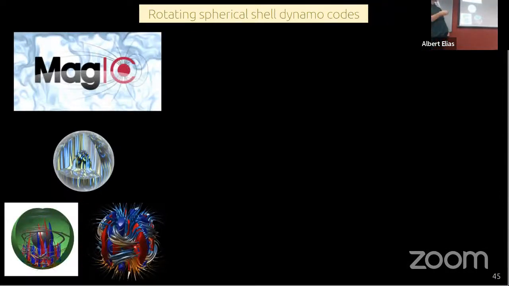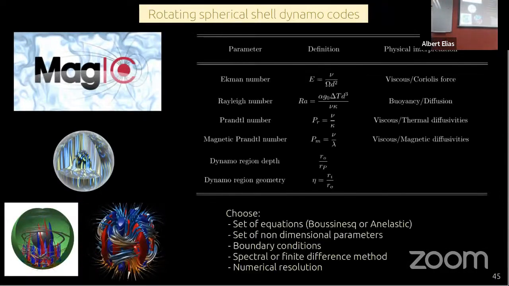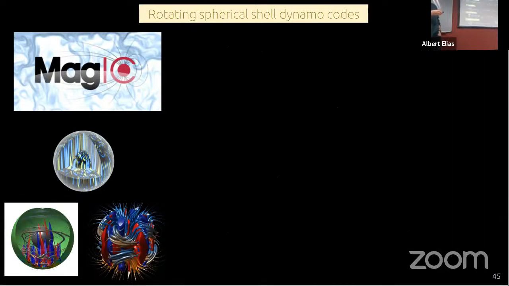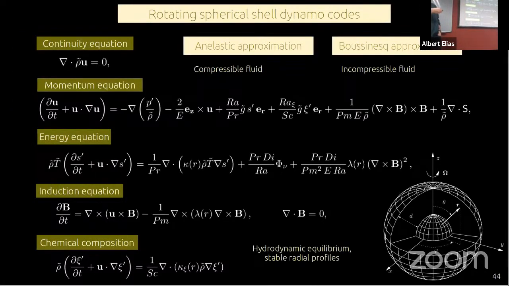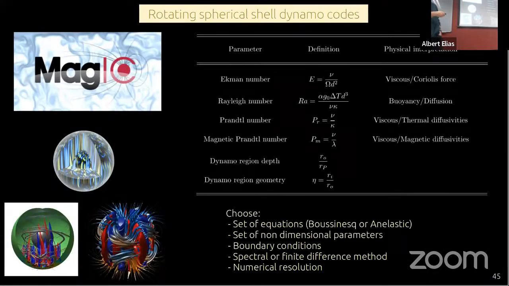Okay, we have started using MAGIC, which is one of these codes, and to use one of these simulations, you have to choose a set of equations because there are different kinds of approximations. You have to choose a set of non-dimensional parameters, which appear throughout these equations: the Ekman number, Rayleigh number, Prandtl numbers. They are divisions of force terms. Like the viscous force divided by the Coriolis force is an Ekman number.